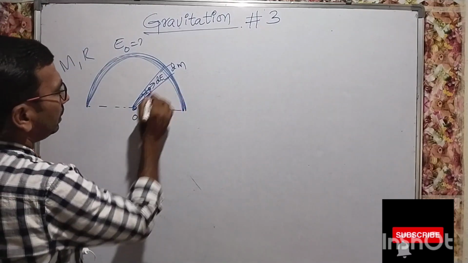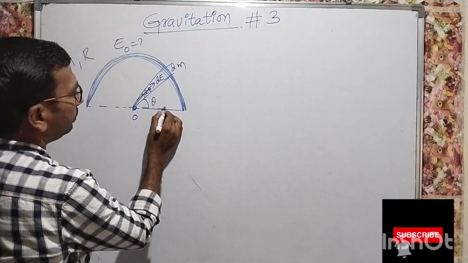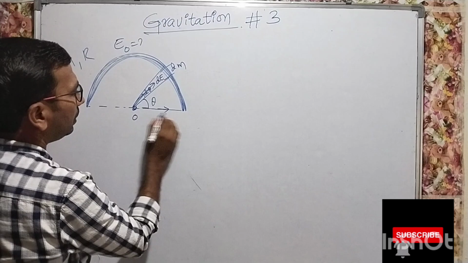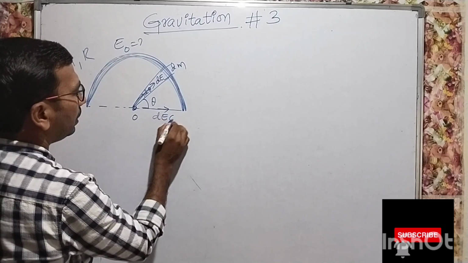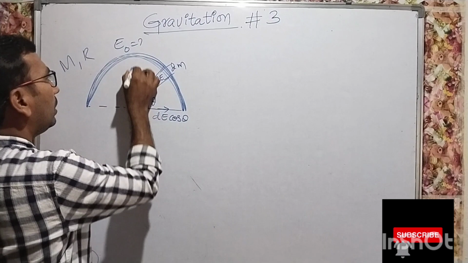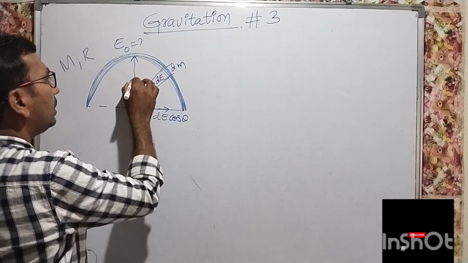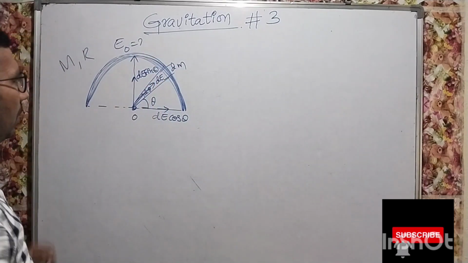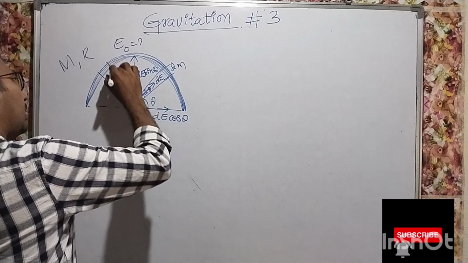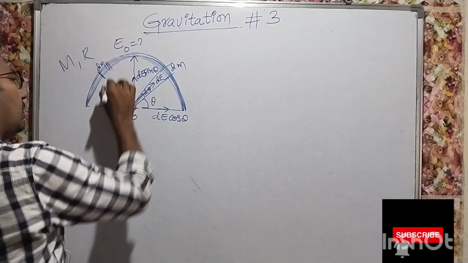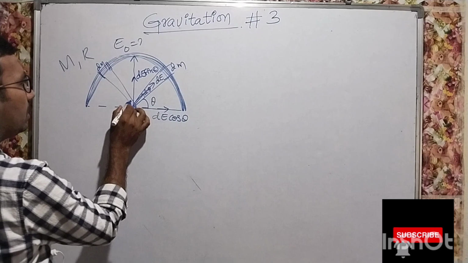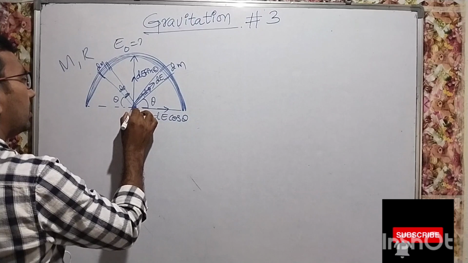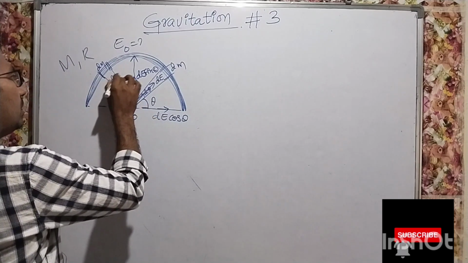Suppose due to this element, one gravitational field is acting in this direction. This dE is resolved into two components: along the horizontal is dE cos theta, and along the vertical is dE sin theta. I will consider one more dm on this side, and due to this dm the angle subtended at this is d theta, and this angle is theta. So here dE is acting in this direction.